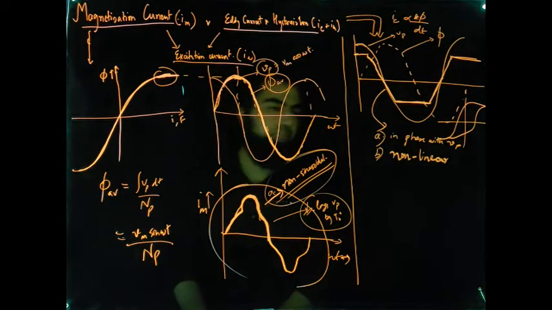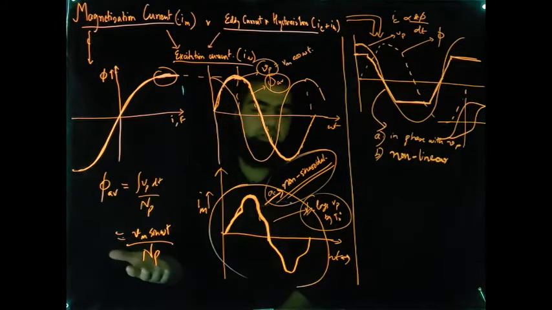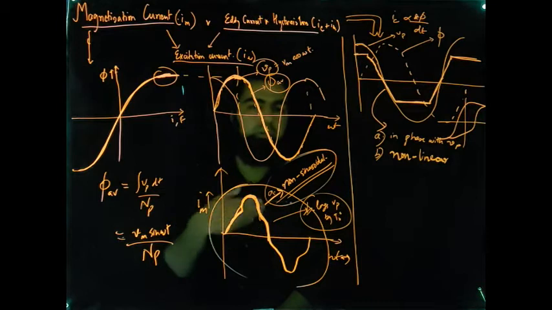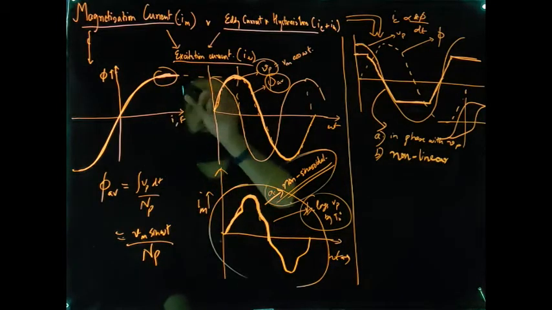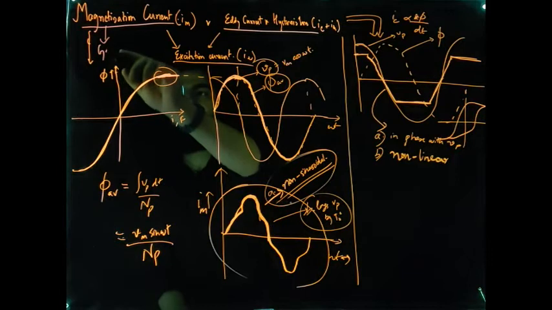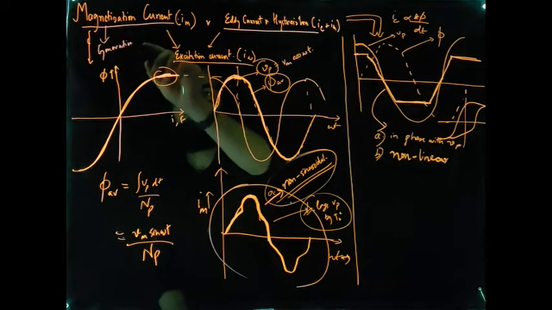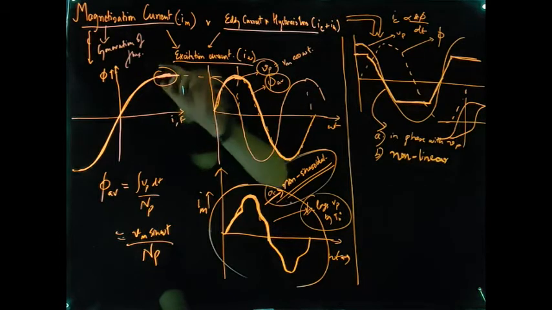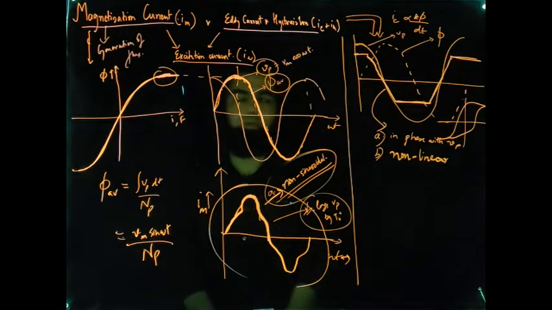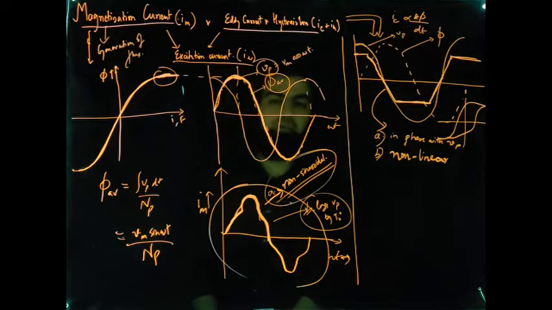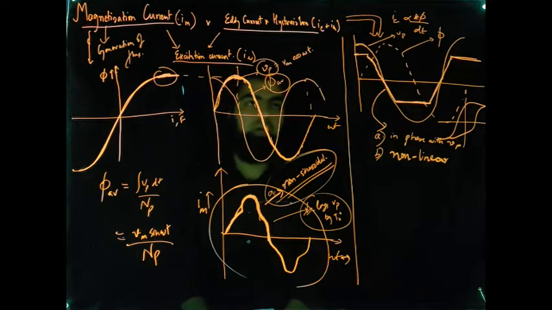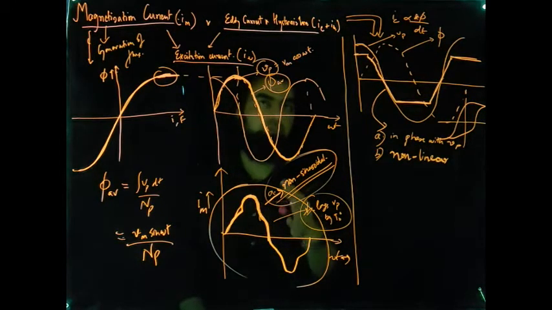Fine. So you have the magnetization current that is responsible for generation of flux that links the primary and the secondary winding, and that is responsible for transfer of energy to the secondary winding. Secondly, you have the core loss current. Because of the nature of the magnetic materials, you have certain losses in the system. One is the eddy current loss, and the second one is the hysteresis loss. Together, they are known as the core loss.